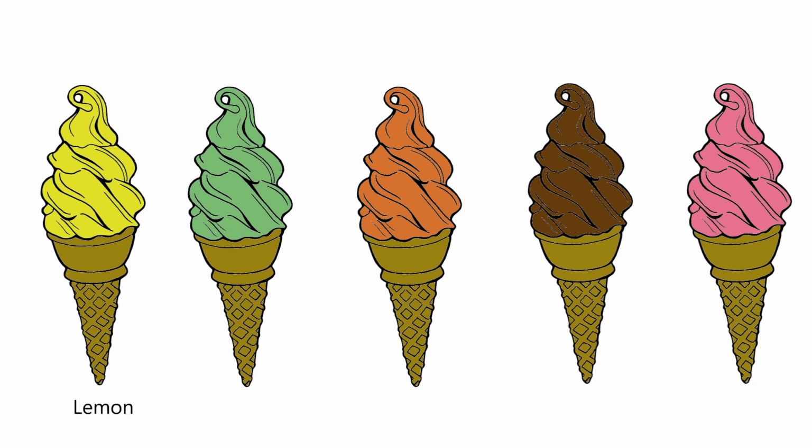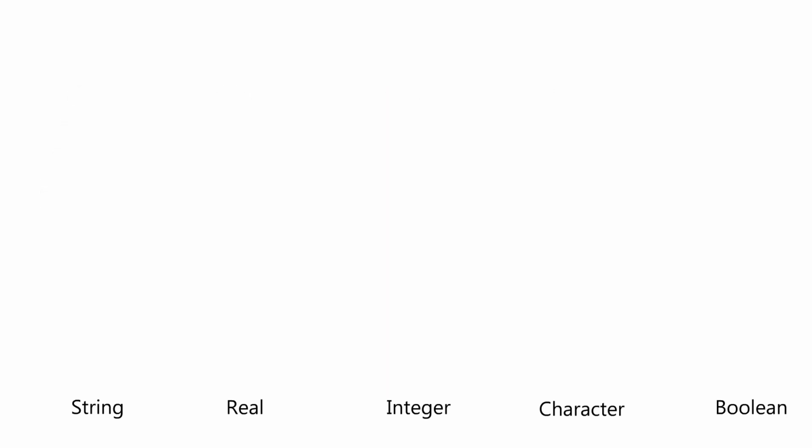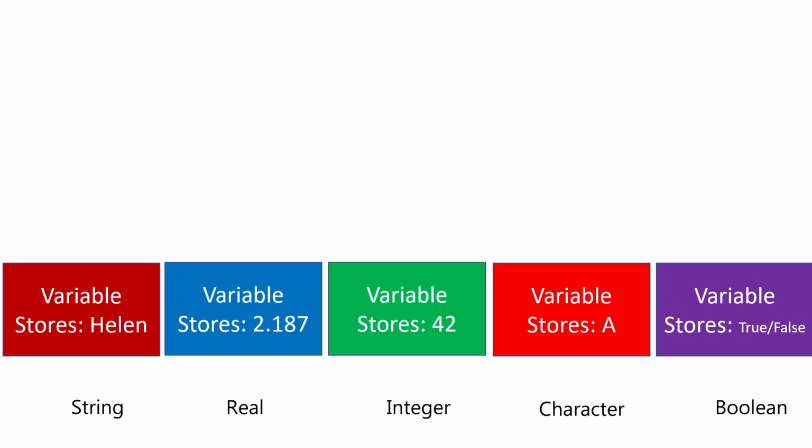An ice cream can have many different flavours. Whichever flavour you choose is still an ice cream. In the same way, a variable can be many different types, but it's still a variable.